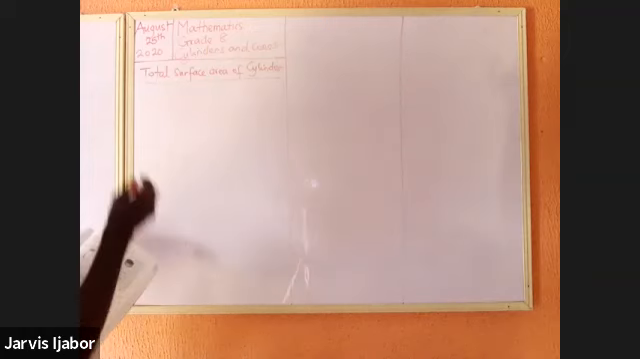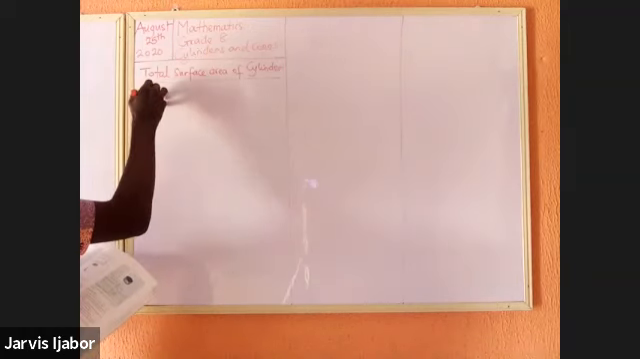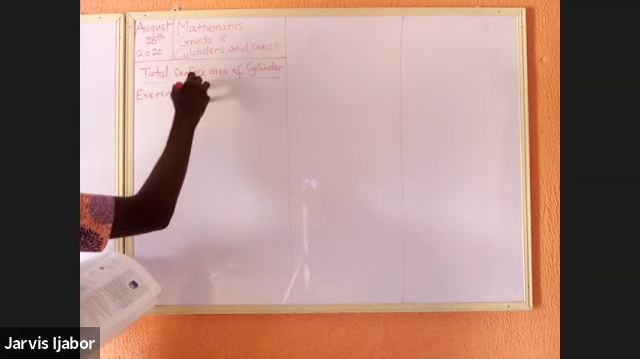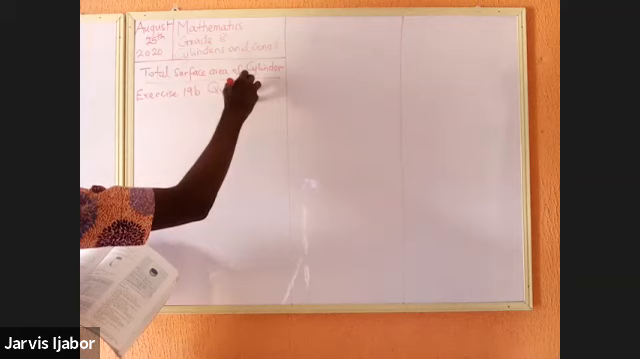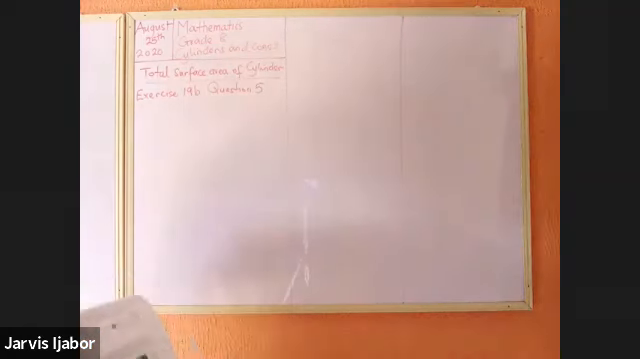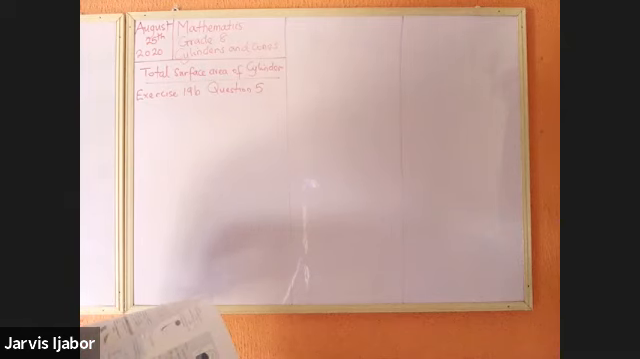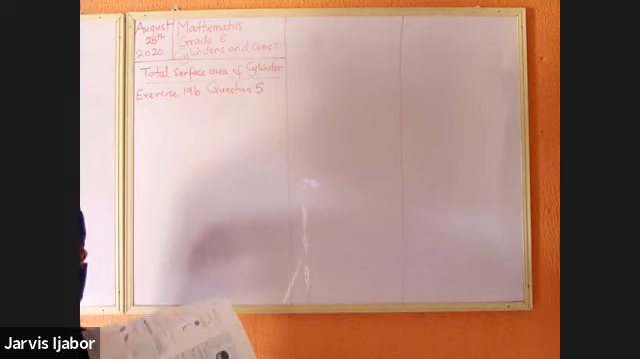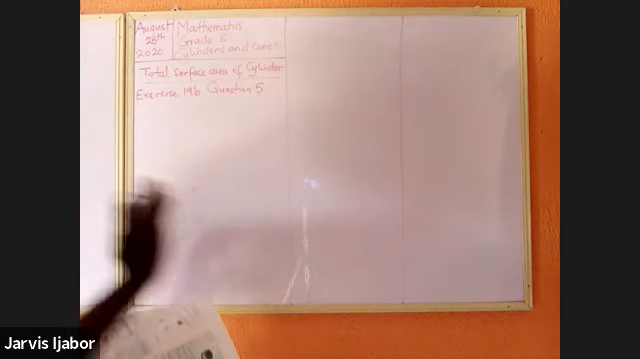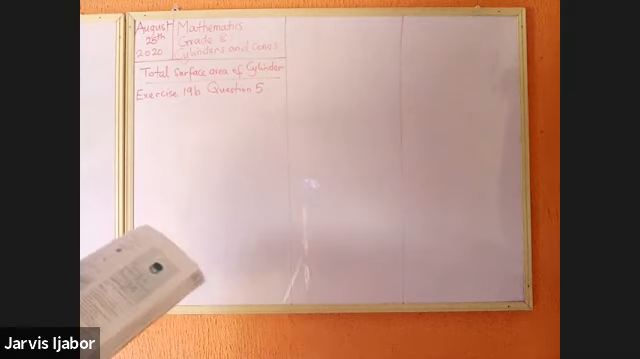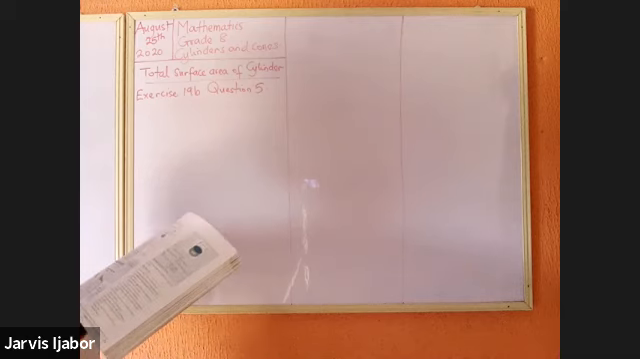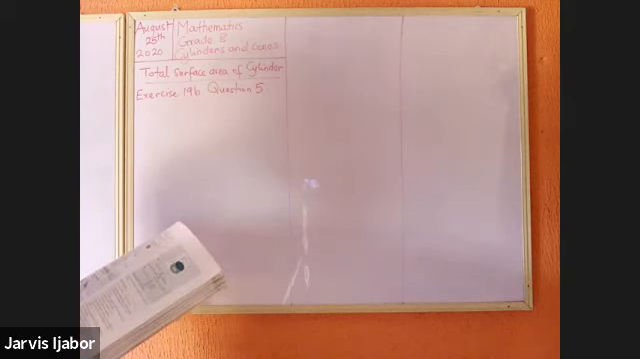Now, the question: Exercise 19B, question 5. It says, a closed thing, we have two covered circles and a curved surface area. It's in the shape of a cylinder of diameter 10 cm and height 15 cm.